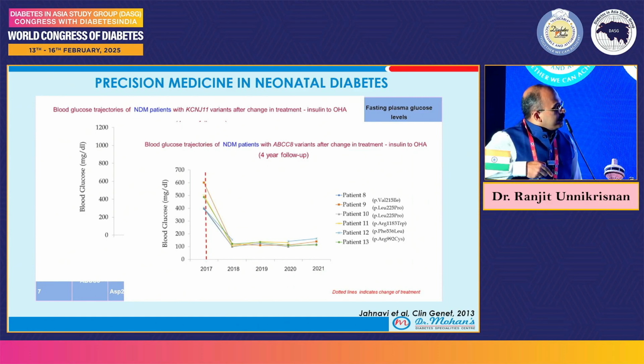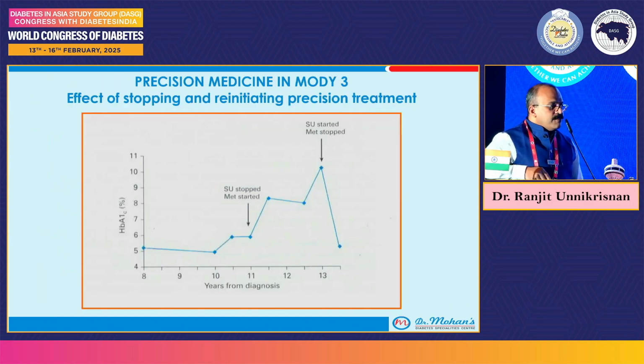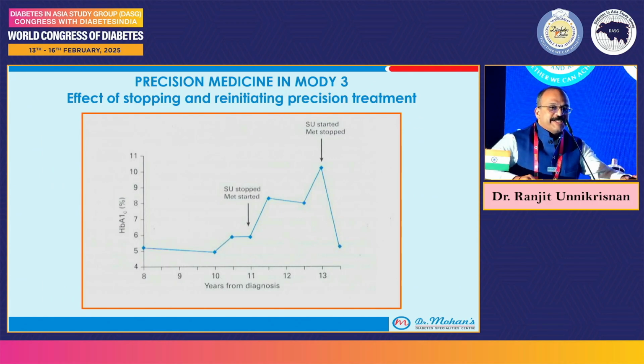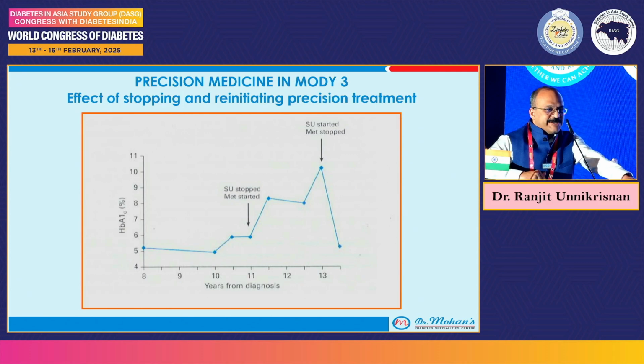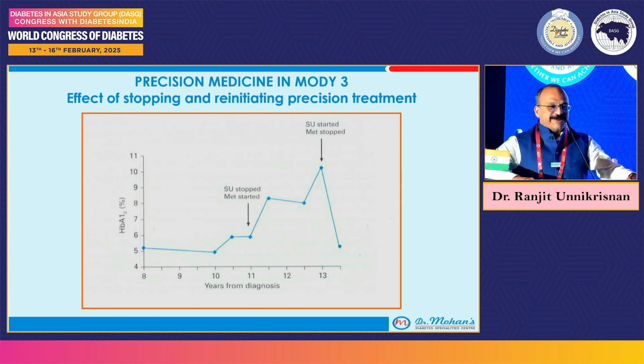The converse of it is that if you stop precision treatment in somebody who has been following precision treatment, you end up causing deterioration of glycemic control. This is a patient with MODY3 from Dr. Hattersley's group who was doing very well on sulfonylurea. Then she was worried about weight gain, so she shifted over to metformin, and see what happened to the HbA1c. It was 3 years before wiser counsel prevailed and she was put back on sulfonylurea, and she responded just as she was doing earlier.